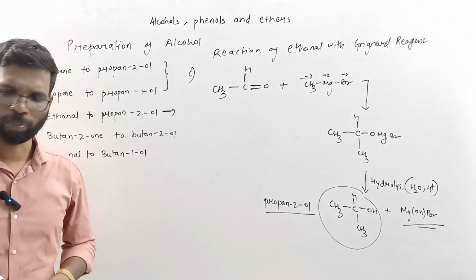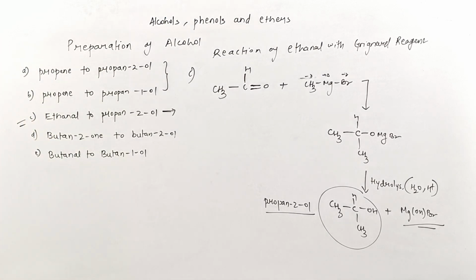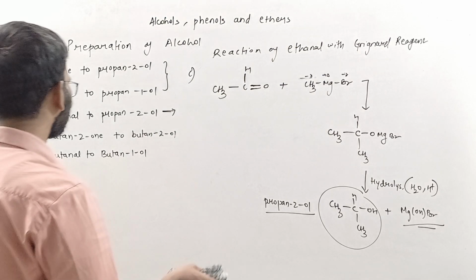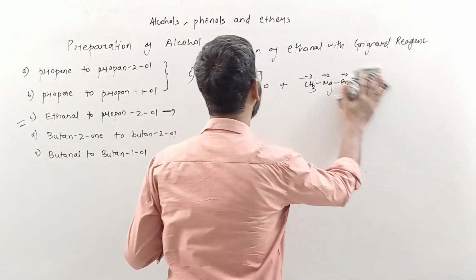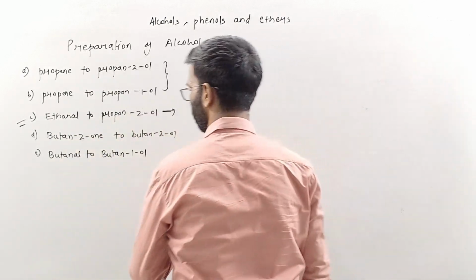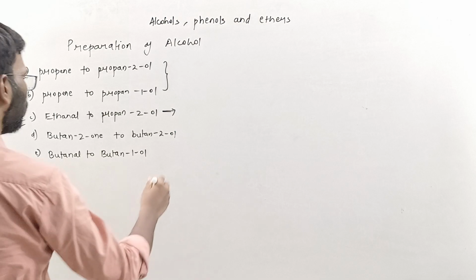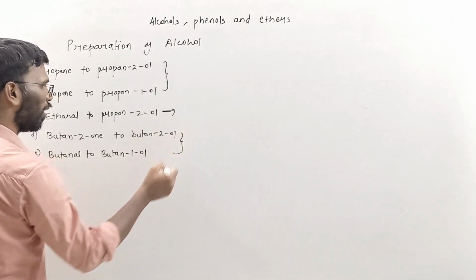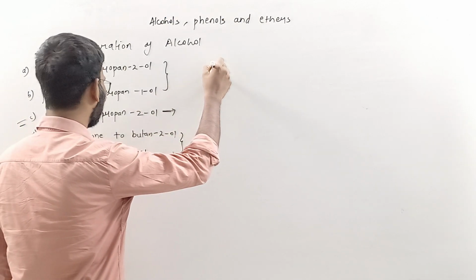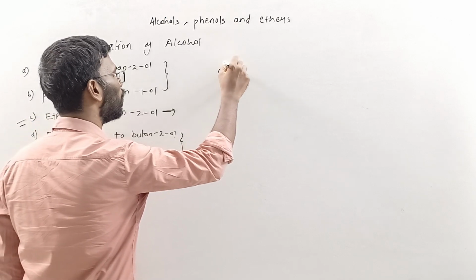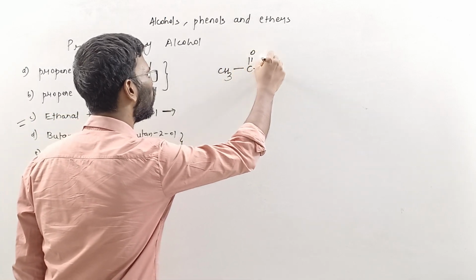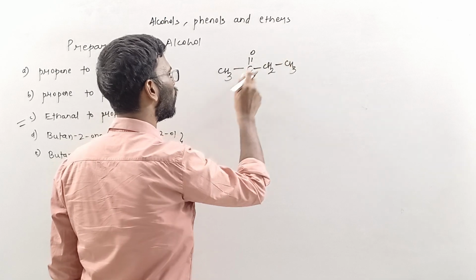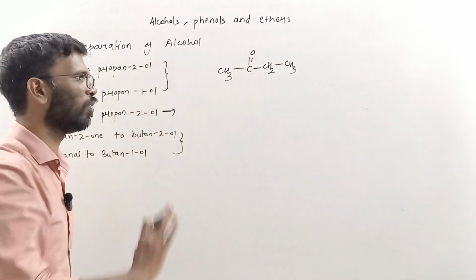Then butan-2-one to butan-2-ol. Butan-2-one to butan-2-ol. Both of these reactions are reduction reactions. It is a ketone, butan-2-one. I can write it this way, or butanone is also fine, because there is only one possibility, here or here. It will always be butanone.